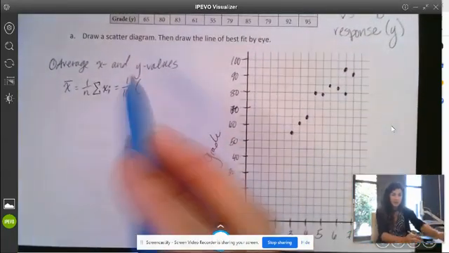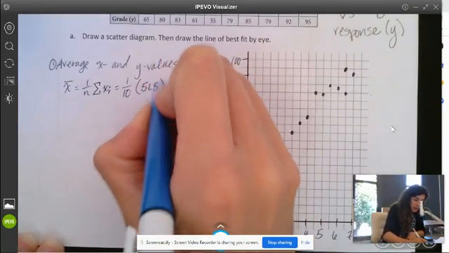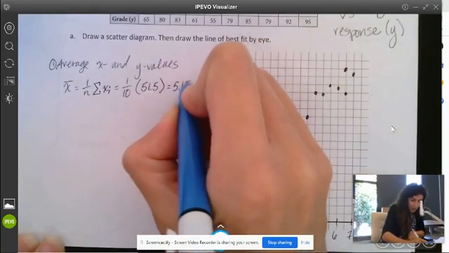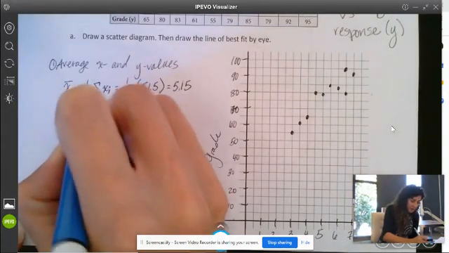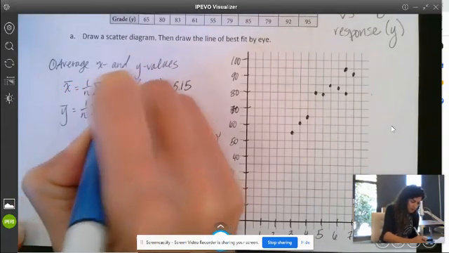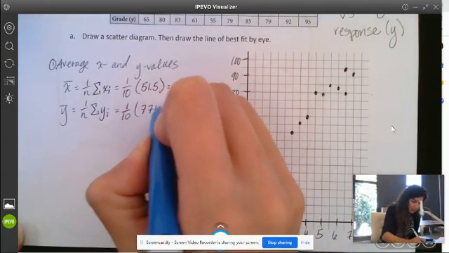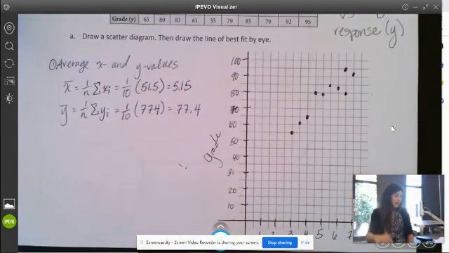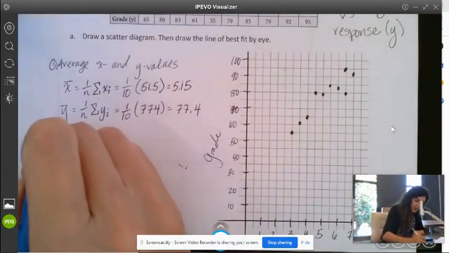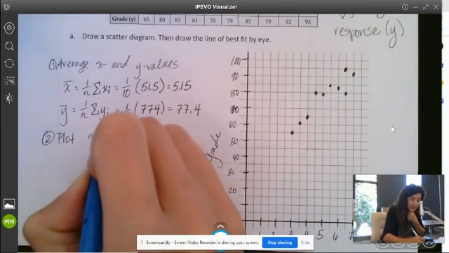Adding all of those up, right? This sum is just adding all the terms that you got. Adding them all up, it's 51.5, which means dividing it by 10 is 5.15 as the average of our x values. We're going to do the same for our y values. Adding all of those up, we get 774. Dividing it by 10 is 77.4. So that is your average point. And so your second step is to plot this average point.